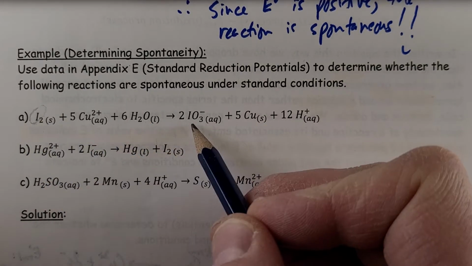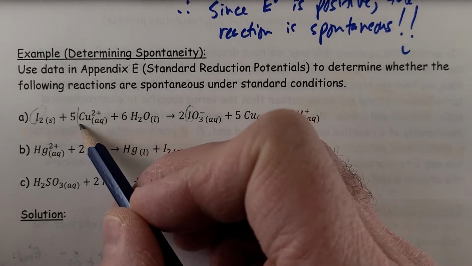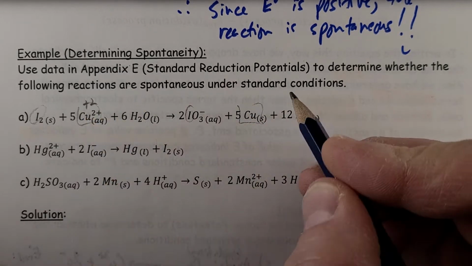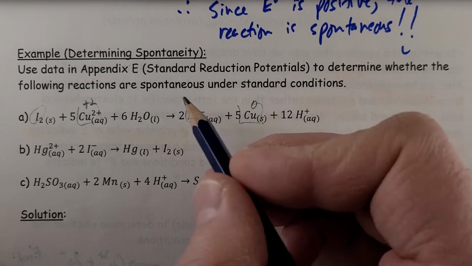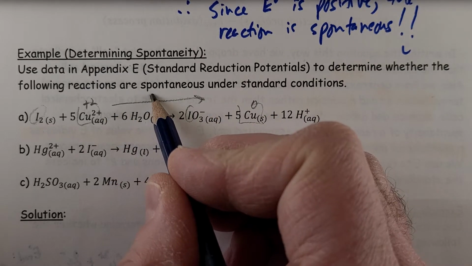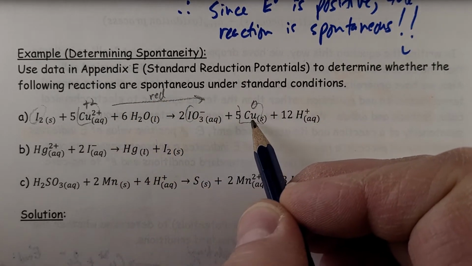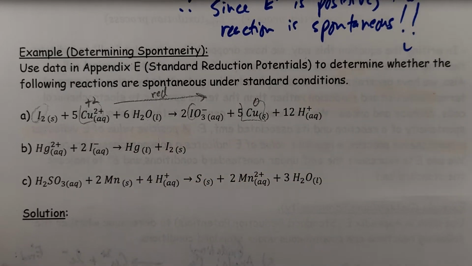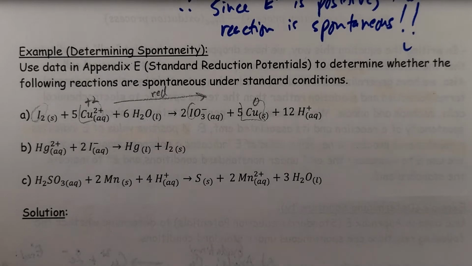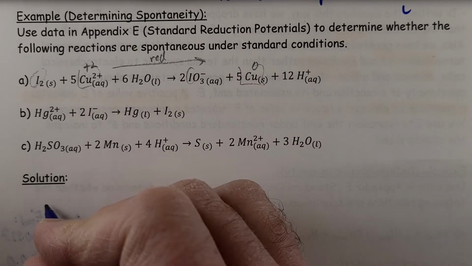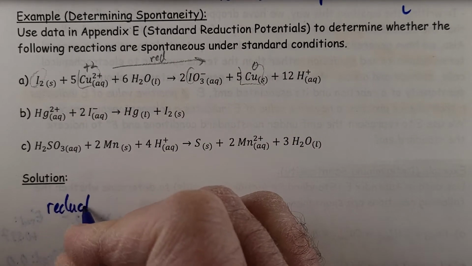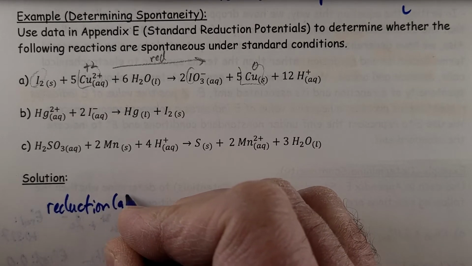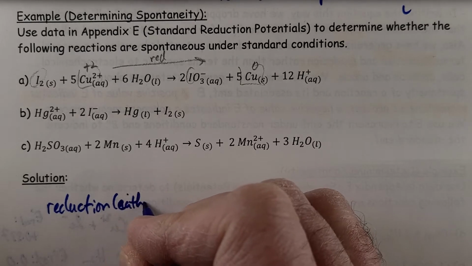From what we've done previously, we can check the iodine and we can check the copper here. So copper is going from +2 down to 0. So that's going to be reduced, going from +2 to 0, that's reduction. So that's going to be our reduction area there. So let's write that down, reduction. And of course, if this was an electrochemical cell, that's where the cathode would be.